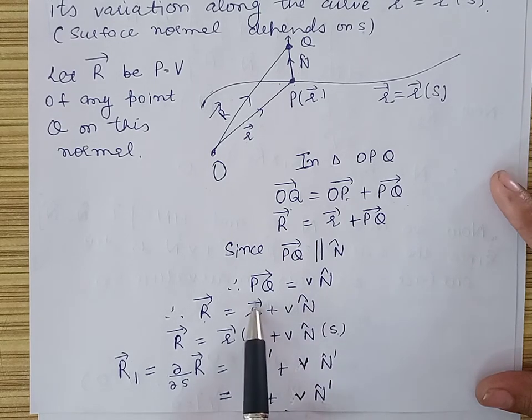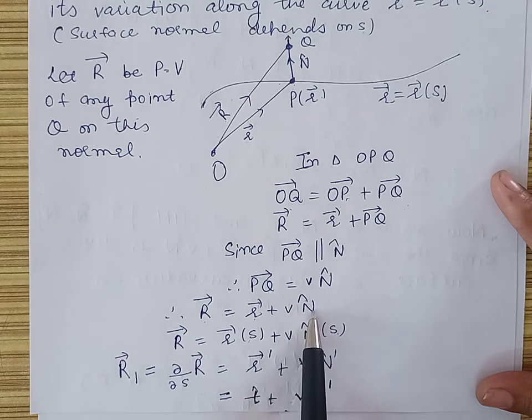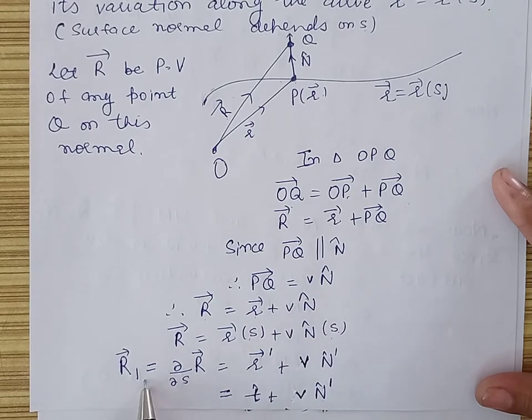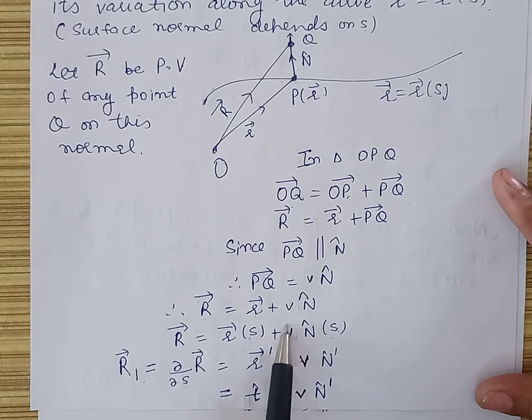Now here this r is a function of s, and the normal vector is also a function of s. Now here we have two parameters. One parameter is s and another parameter is v. We will use the suffix 1 for partial derivatives with respect to s, and the suffix 2 for partial derivatives with respect to the parameter v.